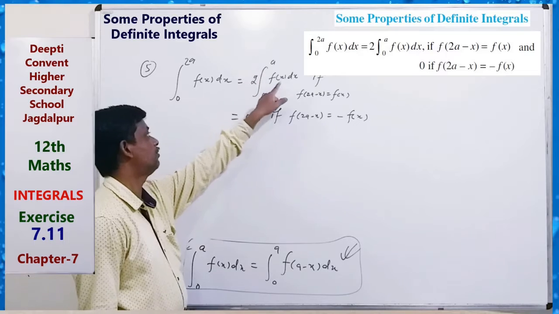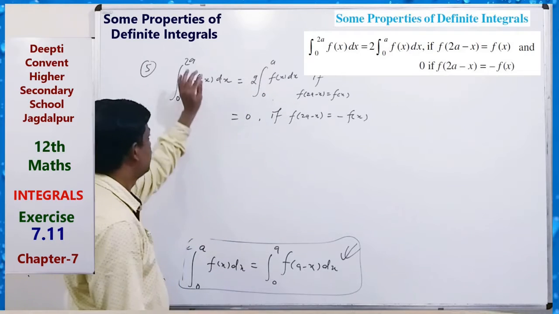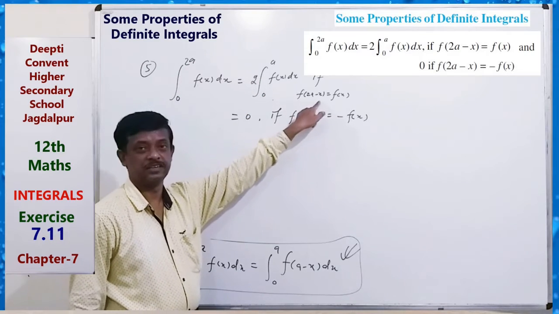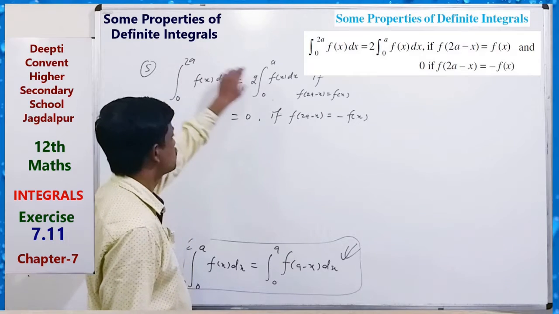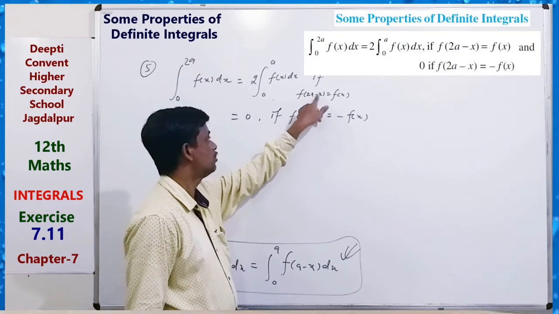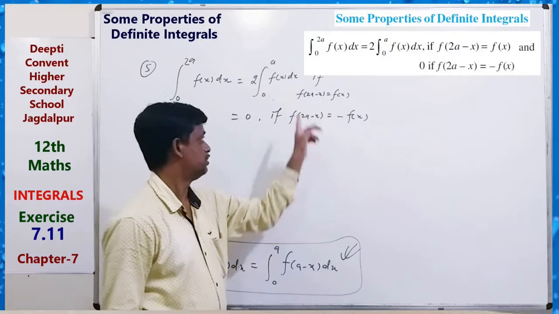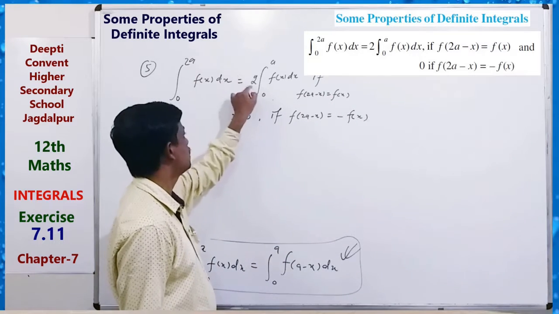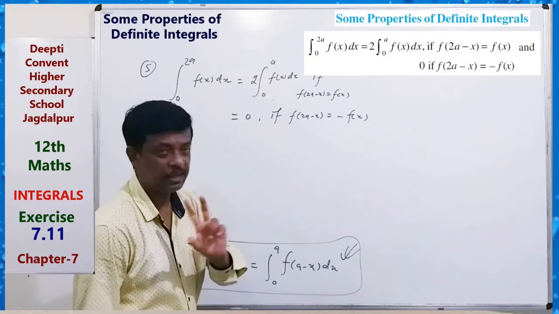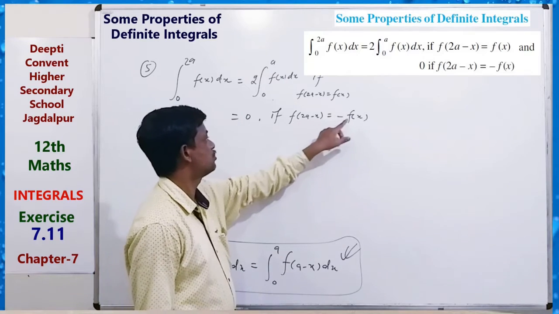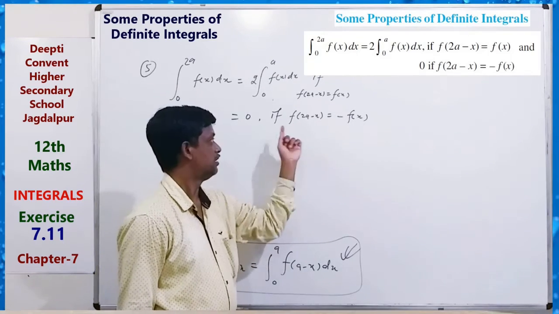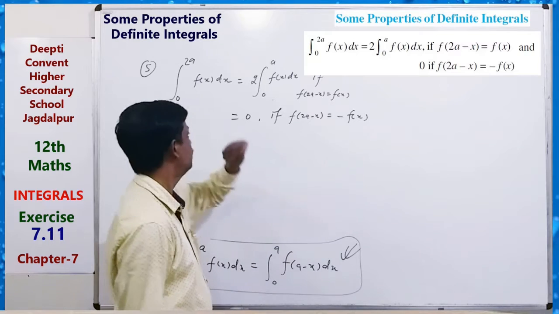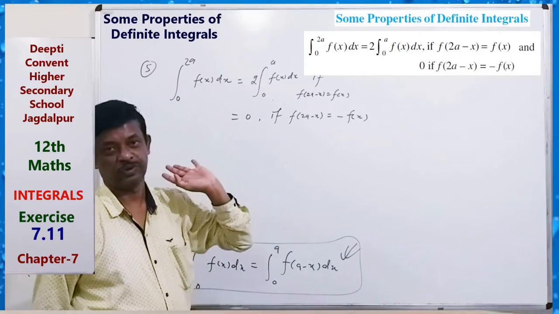If we get this relation, here 2a is this, so f(2a - x) equals f(x), this must be satisfied. If this is satisfied, then we can write this as 2 times the integral from 0 to a of f(x) dx. And if f(2a - x) equals minus f(x), then we can write this is equal to 0. Clear?